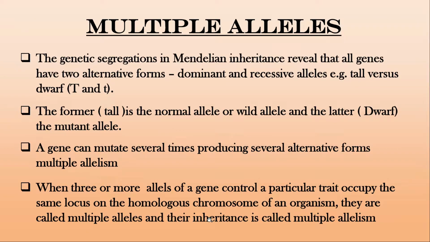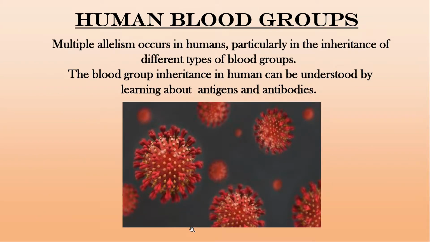Homologous chromosomes, we get this pair, one from father and another one from mother, but they will determine the same type of characteristic features for the progeny. So, when three or more alleles of a gene control a particular trait that occupies the same locus on the homologous chromosome of an organism, they are called multiple alleles, and their inheritance is said to be multiple allelism.